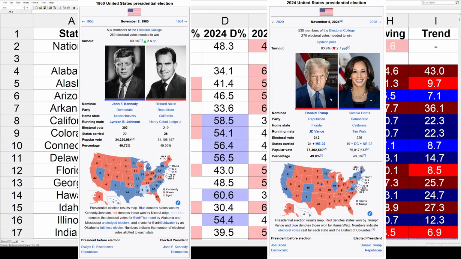And real quick, 2024, I'm not going to cover it because I cover it in every video, but we all know what happened in that one. It was 312 for Trump. He got 49.8. Harris got 226 and 48.3.